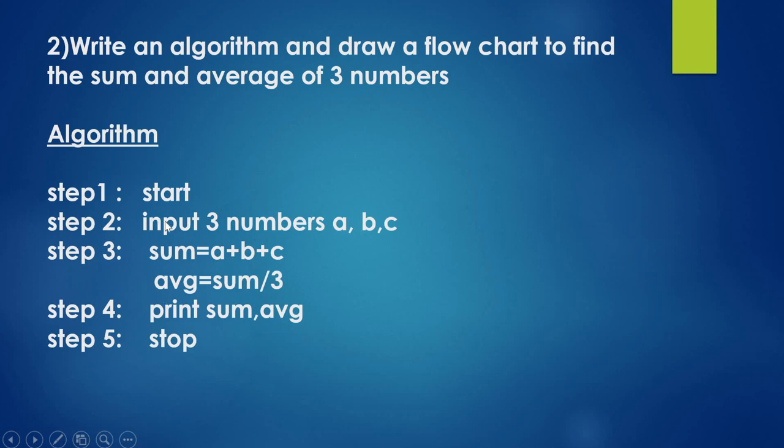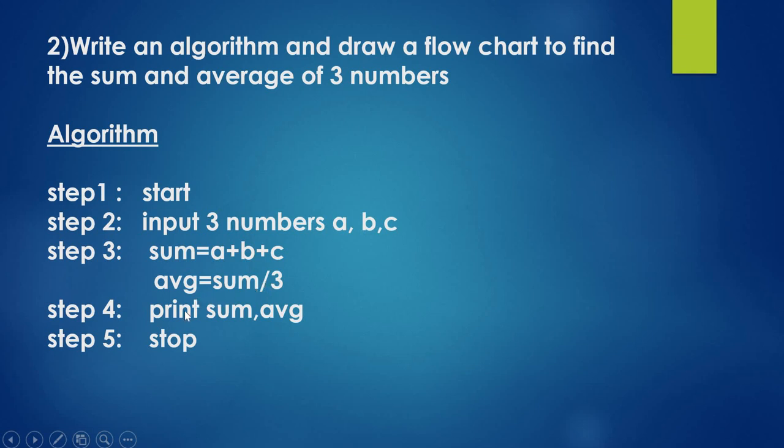Then the second step is input. In this problem, what are the inputs? Three numbers. Input three numbers A, B, C. Here, what is the process? Sum is equal to A plus B plus C. Then, what is average? Average is equal to sum divided by 3.